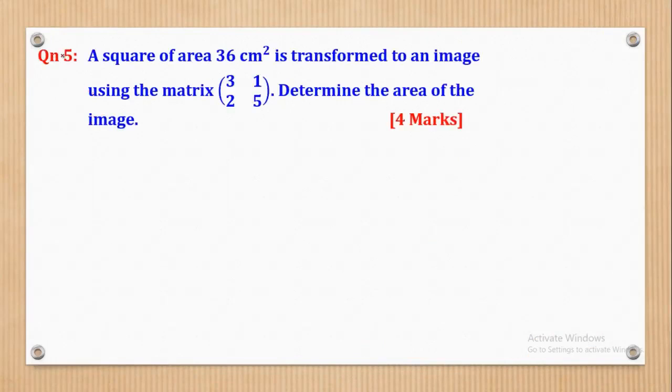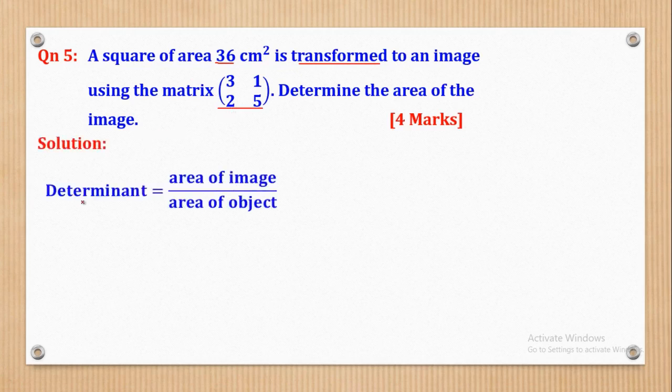Now we shall go to question 5. Question 5 says, a square of area 36 centimeters squared is transformed to an image using the matrix 3, 1, 2, 5. Determine the area of the image. What does that mean? It means that this one becomes our object, and now they want the area of the image. So this is the area of the object, they want the area of the image, and this is the transformation matrix. So what we know, the relationship is that determinant of this transformation matrix is equal to the area of the image over the area of the object.